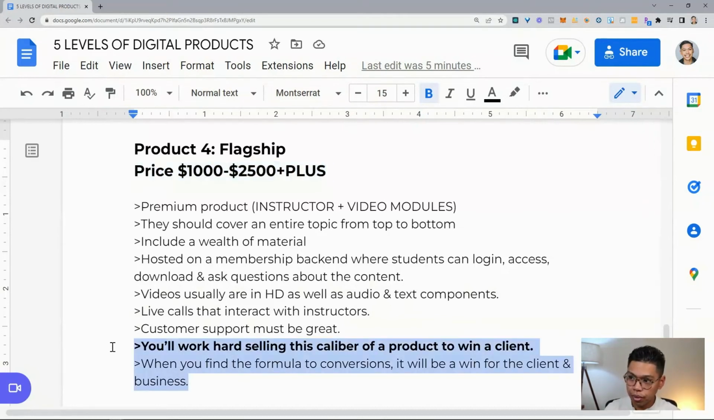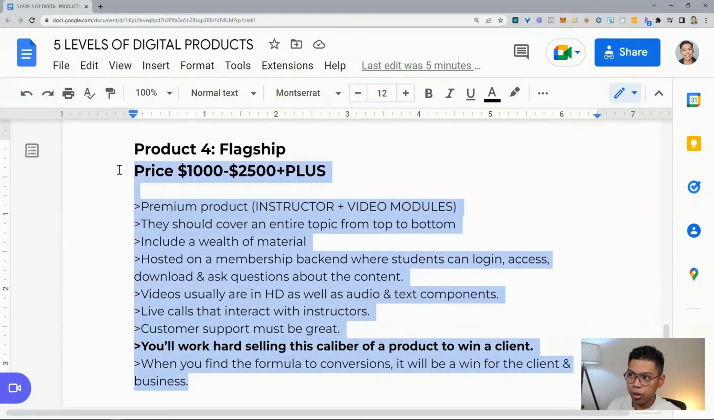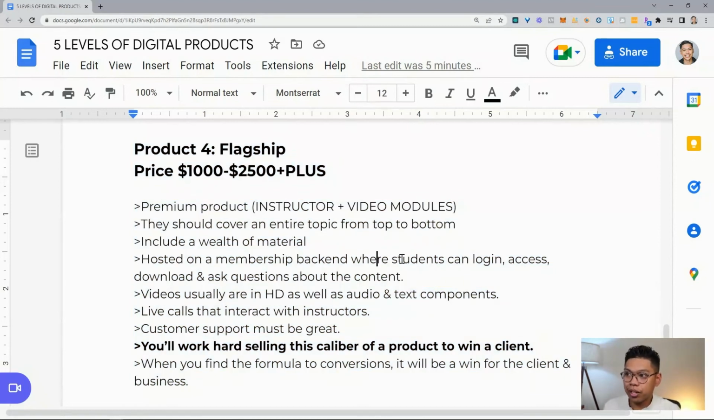But when you find the formula to conversions, it will be a win for the client and a win for the business. So there is a formula to build setters, a sales team, get people onto the phone, and push the sale, right? Because obviously the product will help your ideal client. You're doing great marketing, which must mean you're attracting great leads. And now it's just getting those leads to agree and believe in what you're selling. So this is product number 4, usually the flagship model, again, 1,000 to $2,500 plus. That is the fourth level of a product that I would recommend as a digital product.